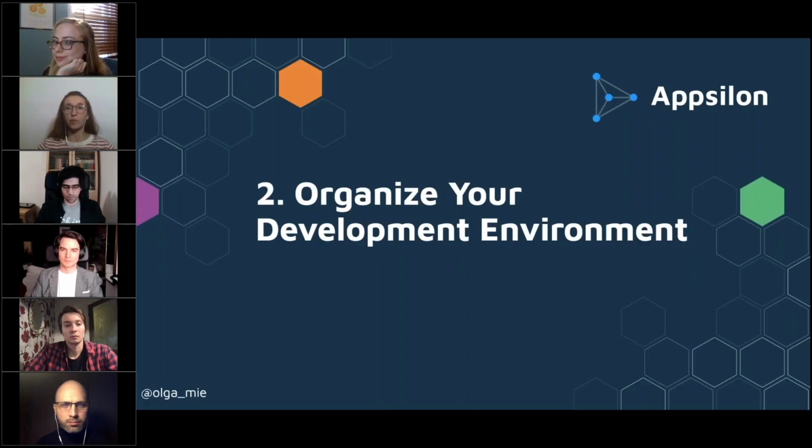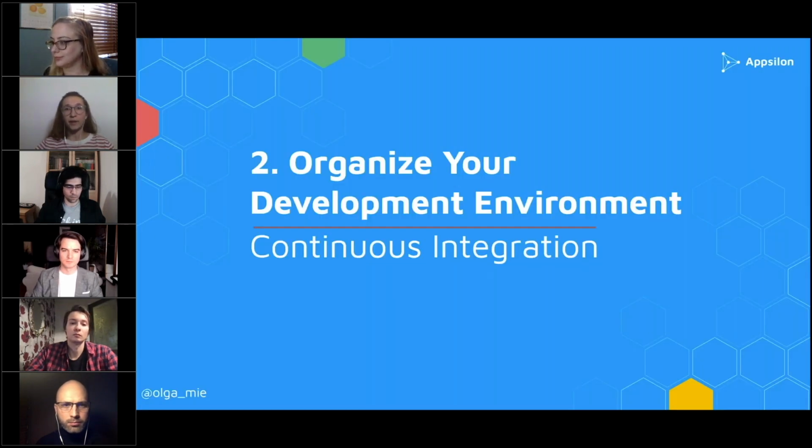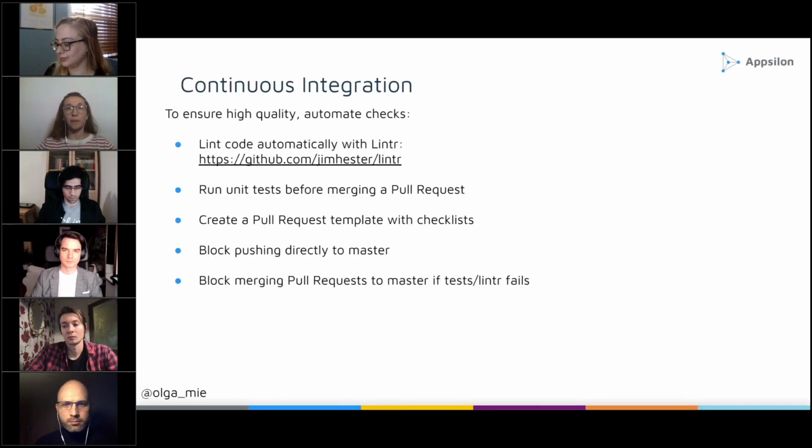So now let's talk about the development environment and how you can organize it. Continuous integration. To ensure quality, automate checks. You can run lint and tests automatically for every pushed change. And especially for tests, you probably will forget to run them every time. So just automate it so you don't have to think about it.